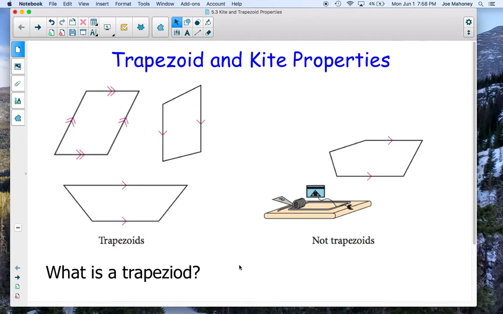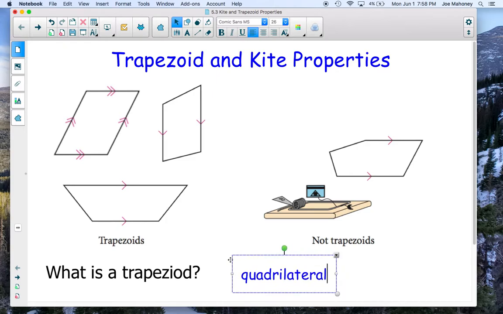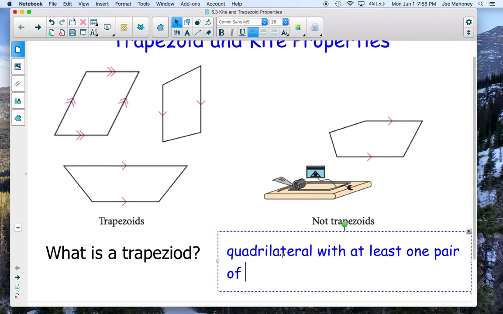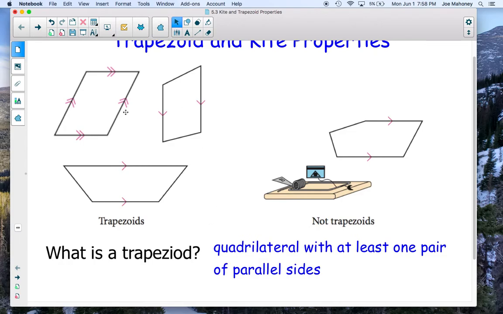Well, a trapezoid is a quadrilateral. And it's a special type of quadrilateral. It has at least one pair of parallel sides. So that satisfies the definition for these and not for the two here.